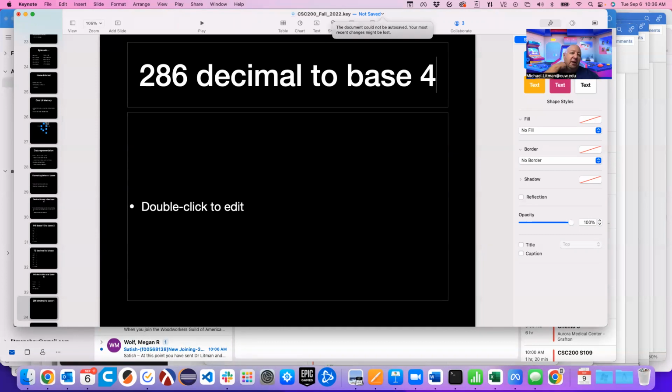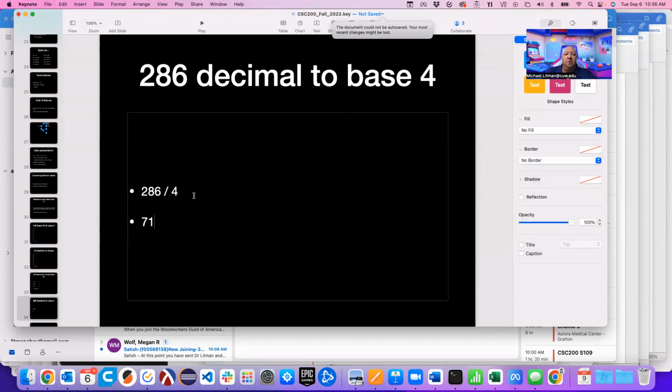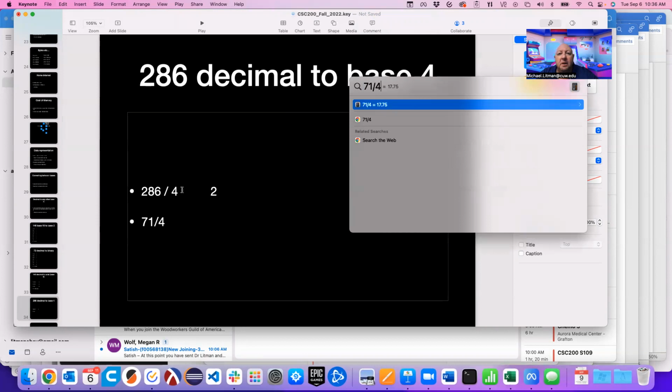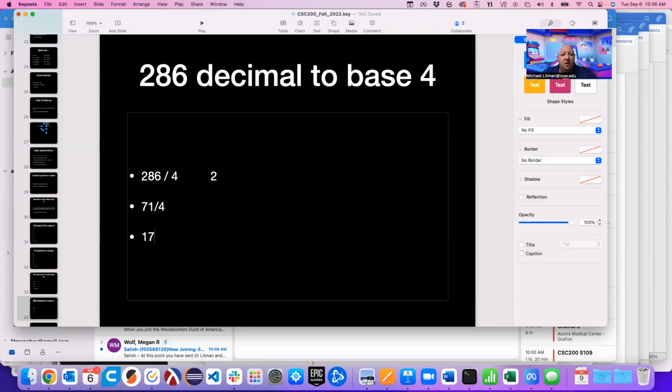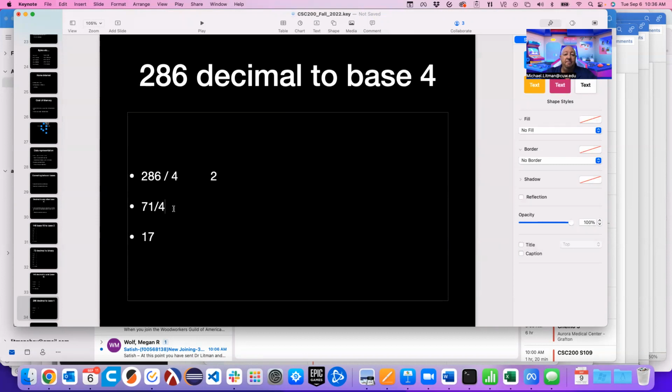All right, so let's take a look at this. Same pattern as we've been doing, break down the 286. We're going to divide this by 4. 286 divided by 4 is 71. 71 times 4 gets me 284, so I have a remainder of 2. 71 divided by 4 is 17. 17 times 4 is 68, so I have a remainder of 3.